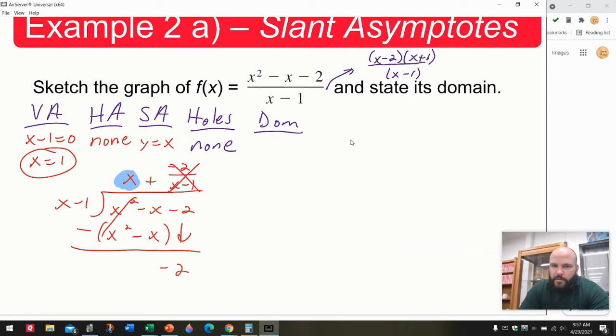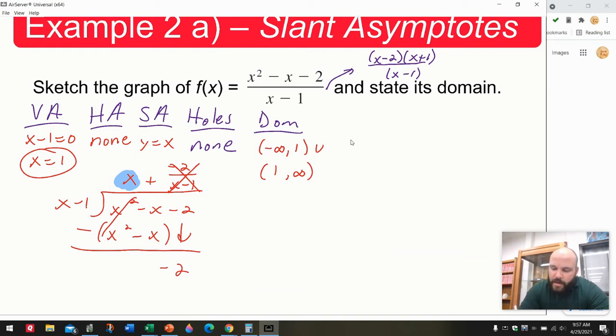The last thing to do is to list the domain, and in this case, the domain is going to be x cannot be 1, so you would write negative infinity to 1 union 1 to infinity, like that.